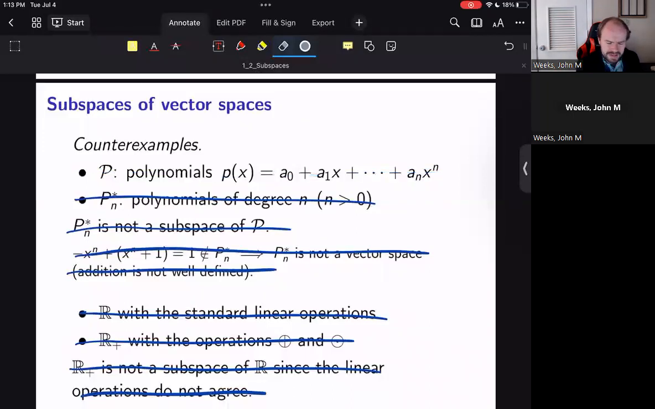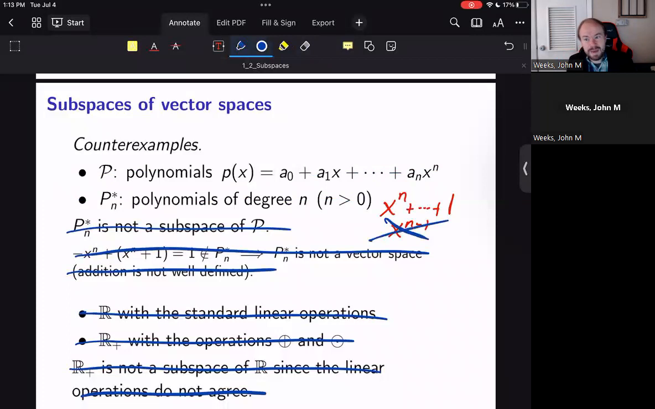Let's go ahead and see some counterexamples first so that we can know the limits of what it means to have a subspace. Let's take P to be the space of polynomials again. And this time, let's define a set P_n*, which is the polynomials of degree n, where n is some positive integer. Now here, these are all of exactly degree n. So what we mean here is that you have something like x^n plus blah, blah, blah, plus 1, but you don't have anything like x^(n-1). Like this would not be a polynomial of degree n. That's a polynomial of degree n-1. So this would not be included here.